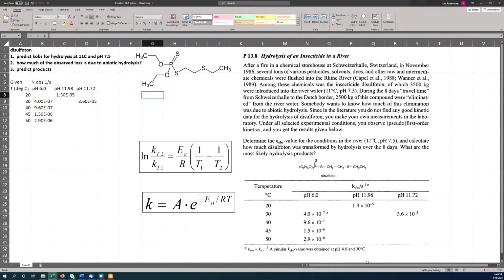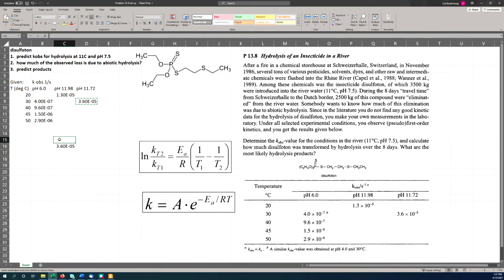It's not nothing. And here, going from 40 to 30 degrees C for the neutral mechanism, you drop by more than half, 9.6 down to 4. So similar orders of magnitude. You drop by more than half here, and you drop by more than half here. So without doing a bunch of calculations, the activation energy is similar for the base catalyzed and the neutral mechanism.